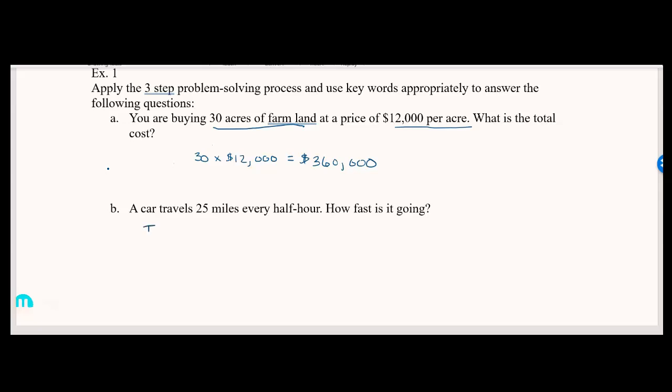Okay, so then what I would say is in 1 hour, the car travels. Now, if it's going 25 for every half hour, we know that there's 2 half hours in an hour, correct? So it would be 50 miles per hour because we would just take twice because what we're given is that it's every half hour. And so the car would be traveling 50 miles per hour.